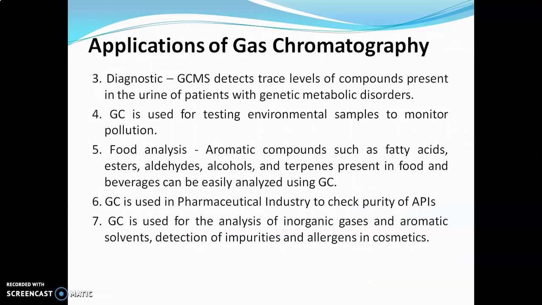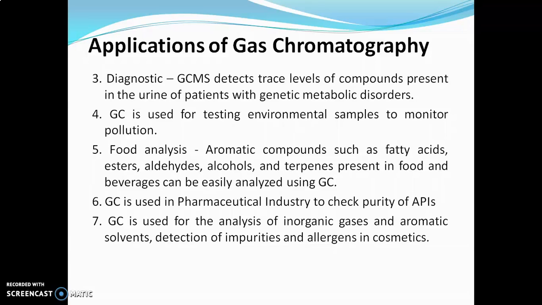Now there are a few further applications of gas chromatography. It can be used for diagnostic purposes. GCMS detects trace levels of compounds present in the urine of patients with genetic metabolic disorders. GC is also used for testing environmental samples to monitor pollution. It is also used in food analysis.